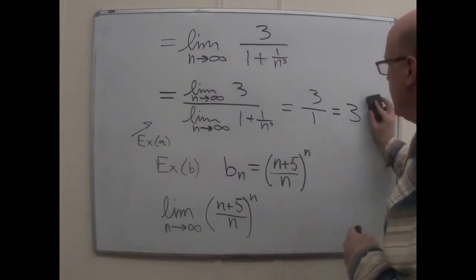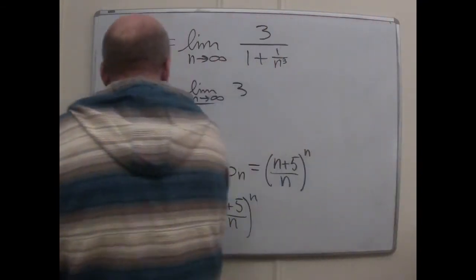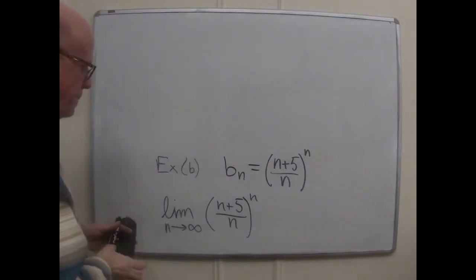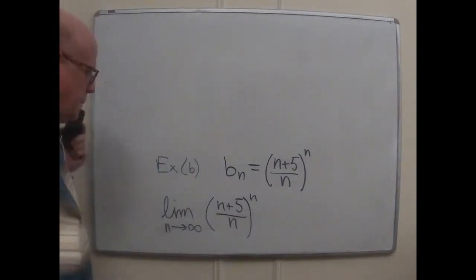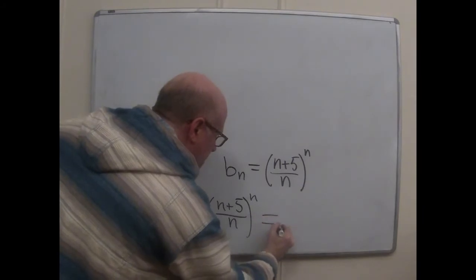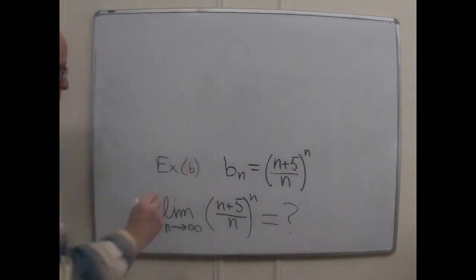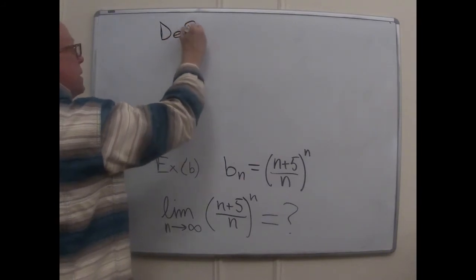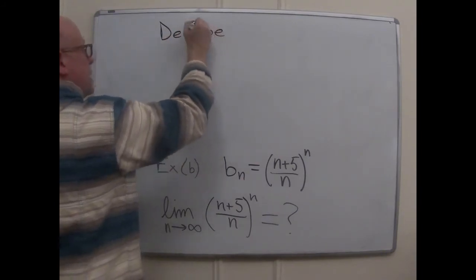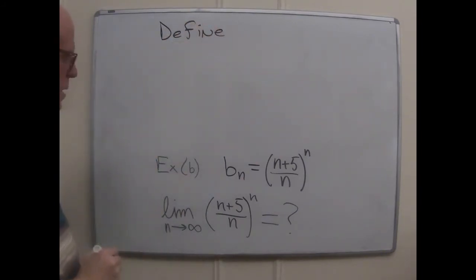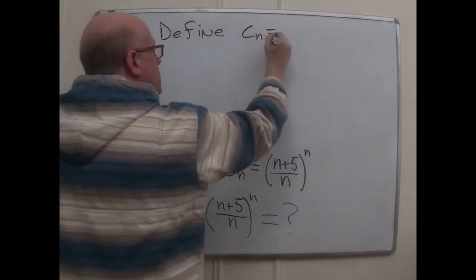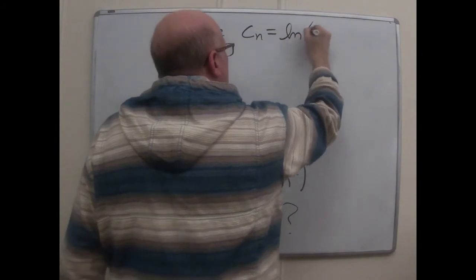So let's give that trick a shot. Well, yeah, first off, let me just say that's what our question is. What is the limit of this thing? So we're going to define, I don't like to use the letter C. Well, why not? So C sub n is equal to the natural log of B sub n.